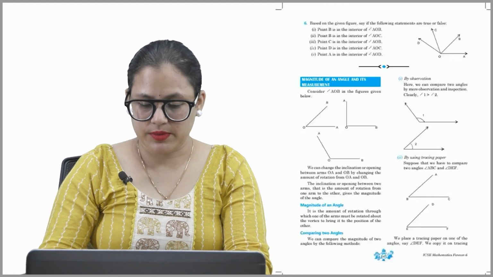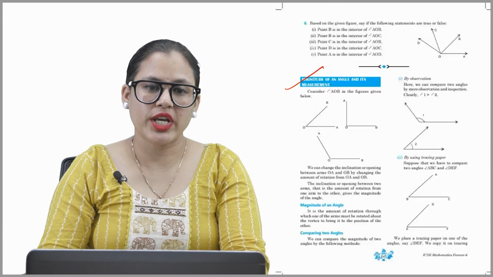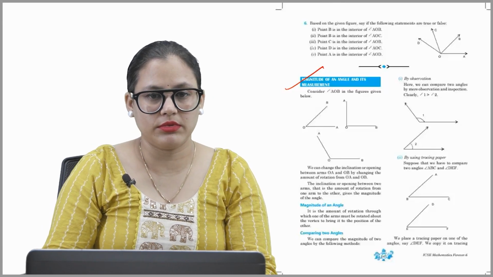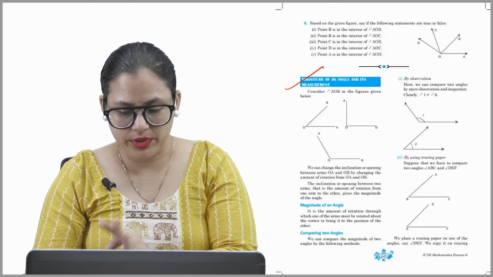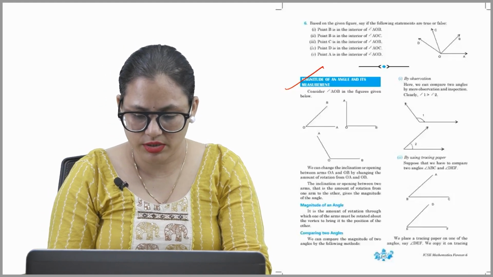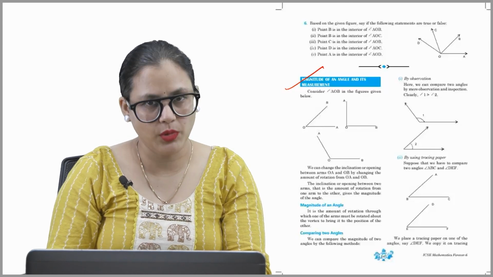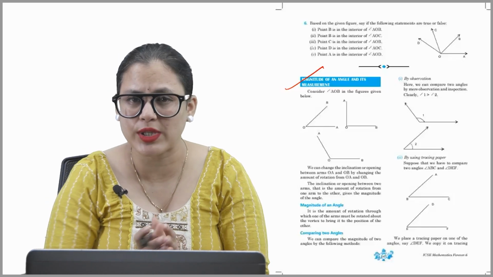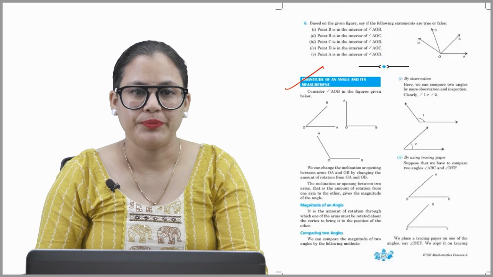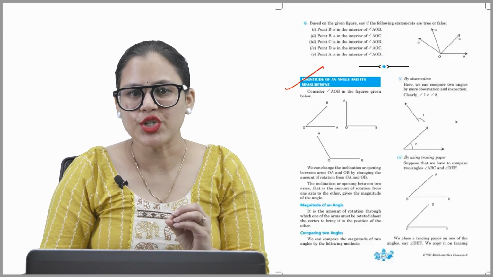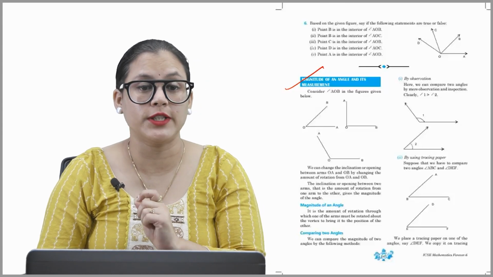Magnitude of an angle and its measurement. Consider an angle AOB in the figures given below. Okay, we can change the inclination or opening between arms OA and OB by changing the amount of rotation from OA to OB. See, we have changed the rotation. First this angle was smaller, then became bigger, then bigger, because we have changed the inclination, or you can say we have changed the opening between two arms, OA and OB. So the inclination or opening between two arms, that is the amount of rotation from one arm to the other, gives the magnitude of the angle.